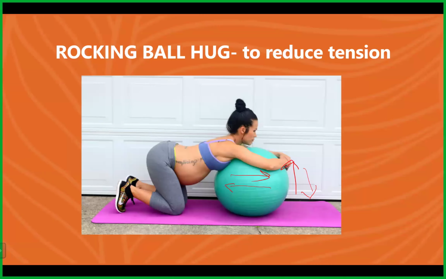Why? In pediatrics, or in our neurodevelopmental theory, we give rocking movements to the baby to reduce the muscle tension, right? The same concept is for the rocking ball hug exercise. So you'll ask the mother to rock forward, backward, and sideways.